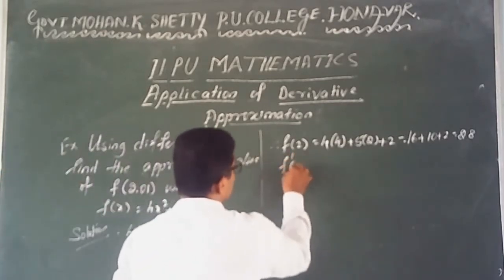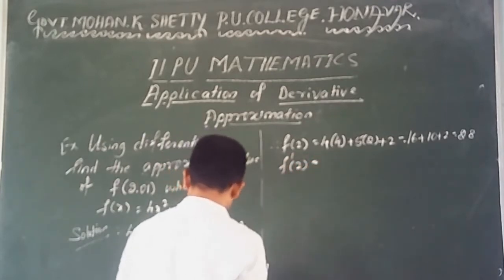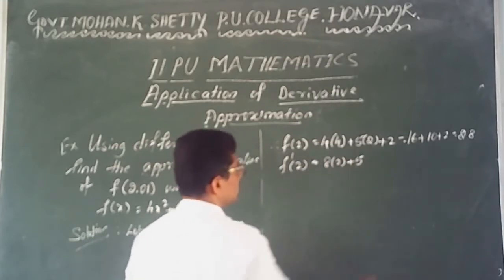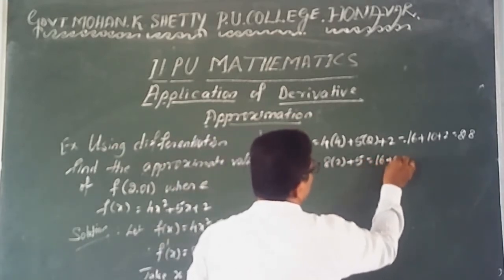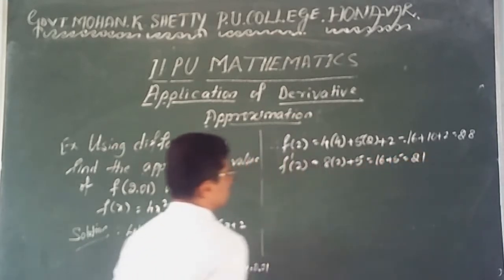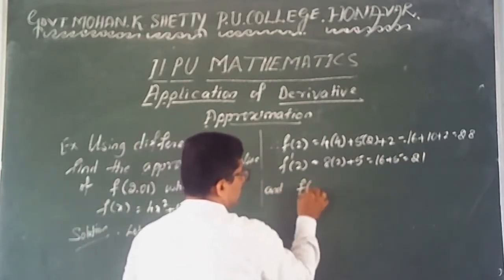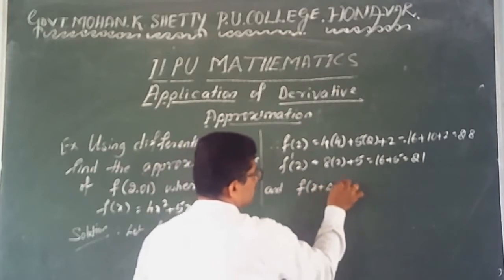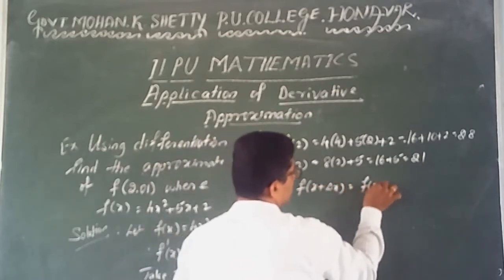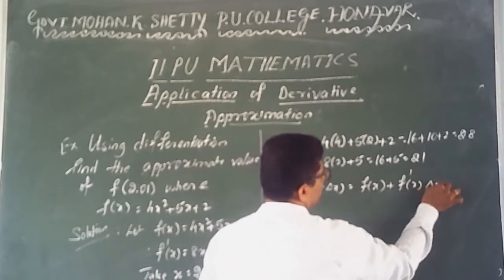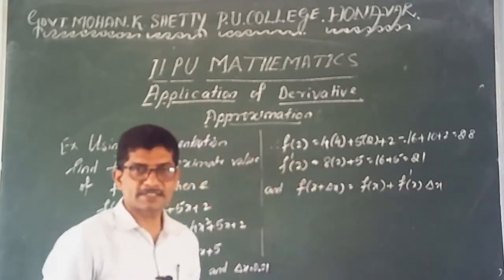And f dash of 2 is equal to 8 into 2 plus 5. Clear? 16 plus 5, its value is equal to 21. And we know the formula: f of x changes to x plus delta x, then this value is equal to f of x plus f dash x into delta x. This is the standard result.